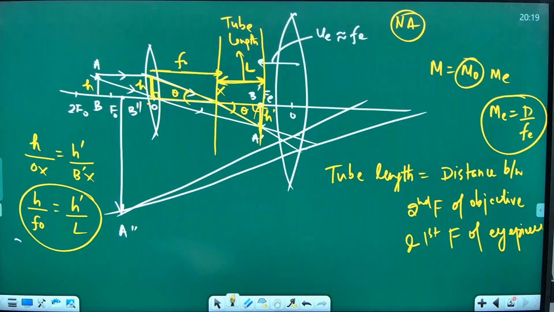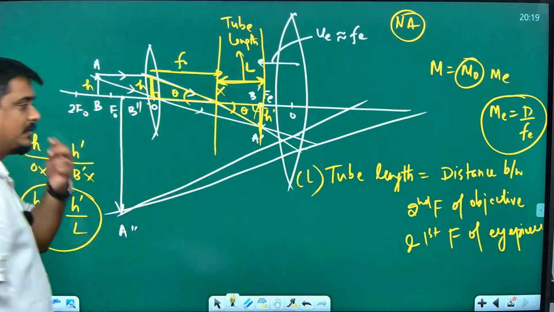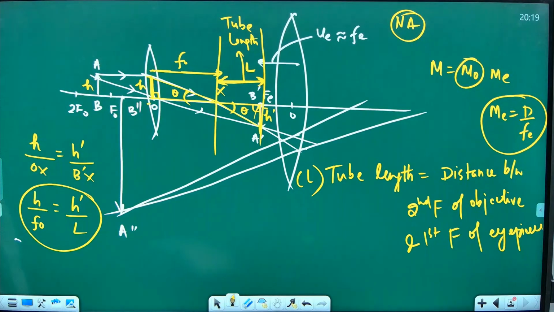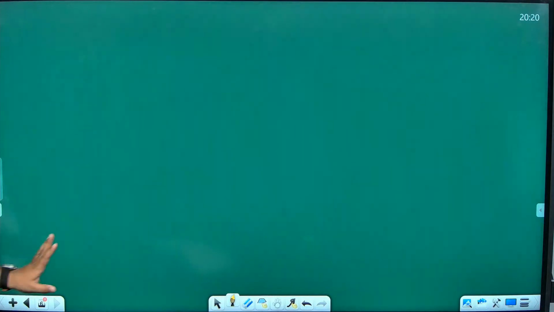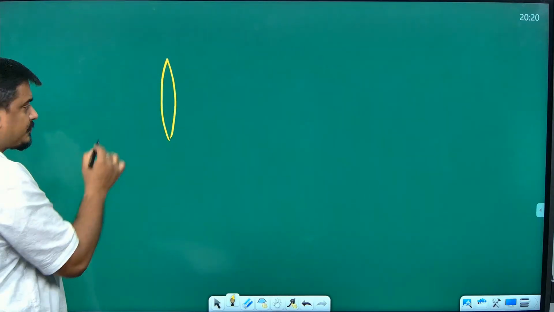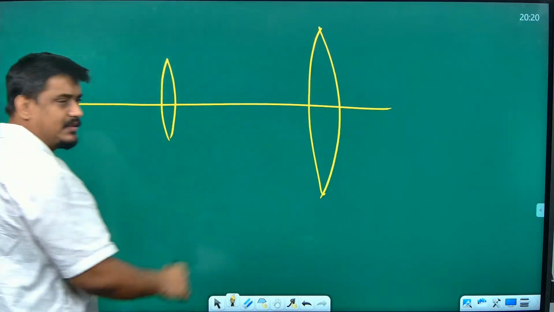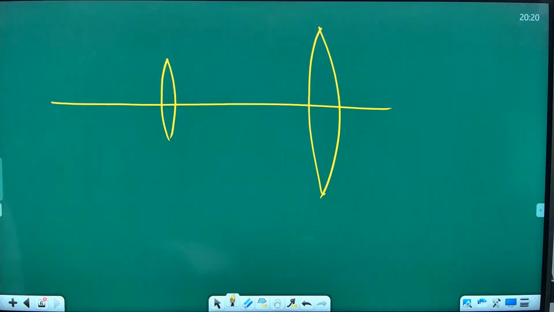Not getting, Yogit. Where is the problem lying? Tube length is L. Tell me where is the problem lying? What is the difficulty in understanding it? Shall I draw it once again? I'll draw it once again. Everybody pay attention, no problem in that. I have taken an objective. Then I have taken the eyepiece. Be attentive in the class. I am repeating it for those who got confused.